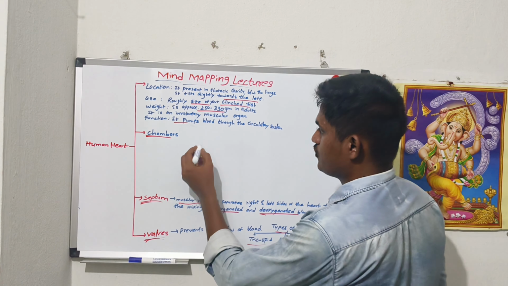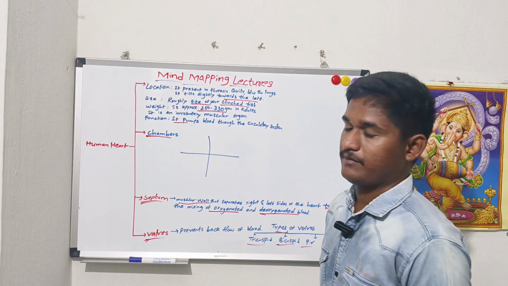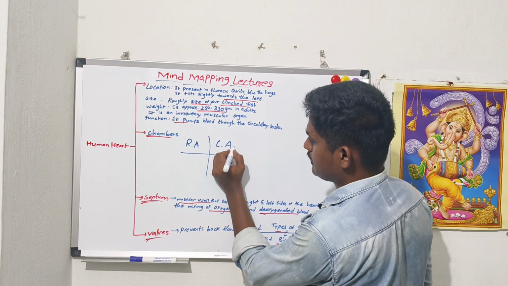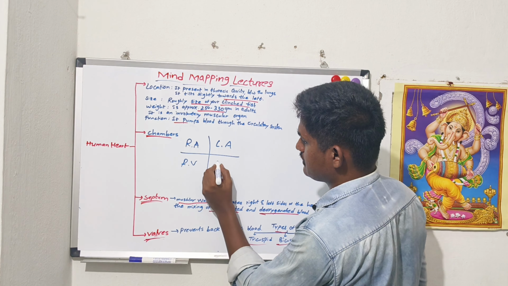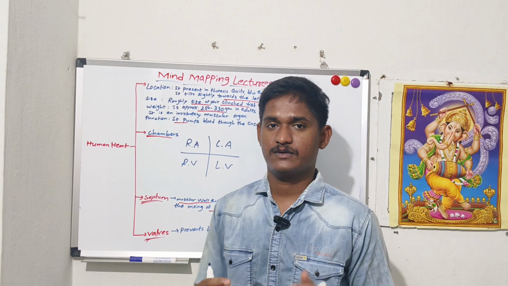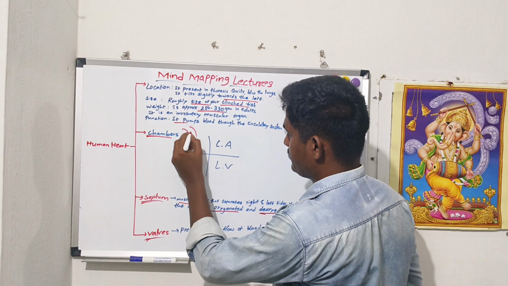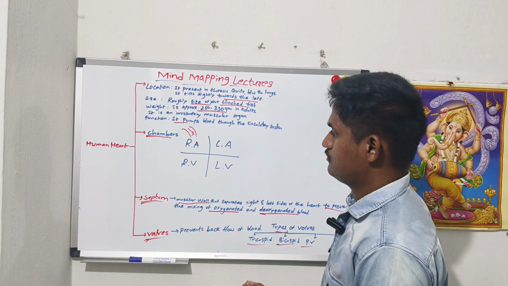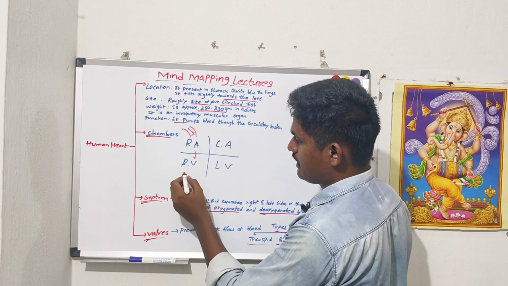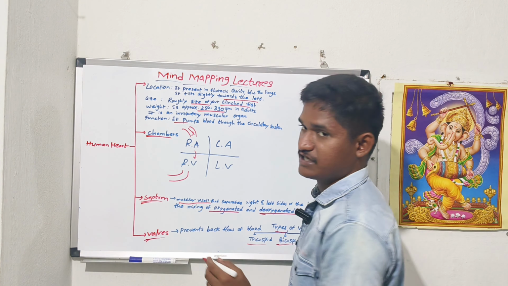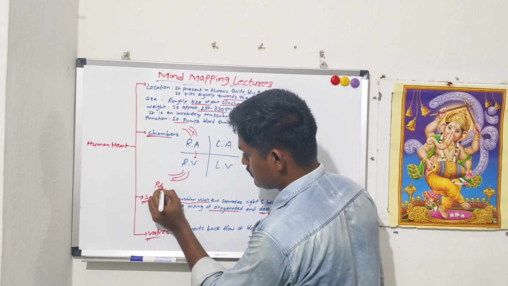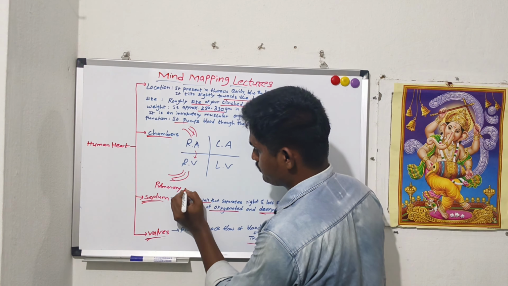Chambers of the heart. We all know that heart has four chambers. They are right auricle, left auricle, right ventricle, left ventricle. The right auricle receives deoxygenated blood from the body through vena cava. This deoxygenated blood enters into the right ventricle. From the right ventricle, the deoxygenated blood enters into the lungs through the pulmonary artery.